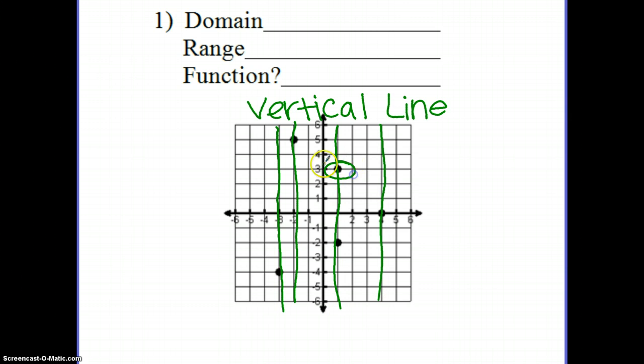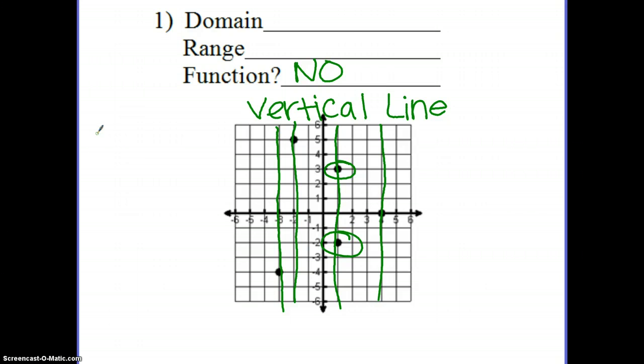And if you notice this one, when I drew the line at 1, it hit more than one point. So that would mean that this is not a function. There is more than one way to check, so we're going to check the other ways too so that you can see all ways.